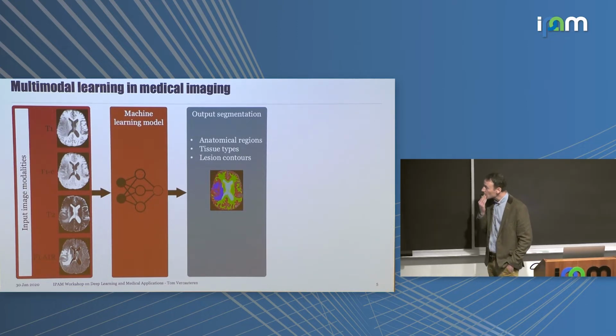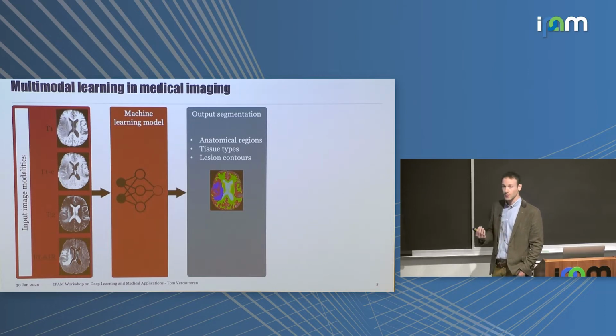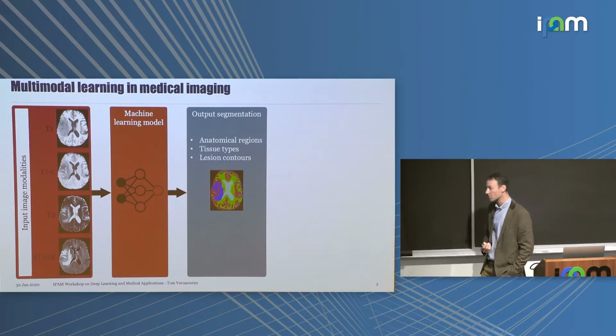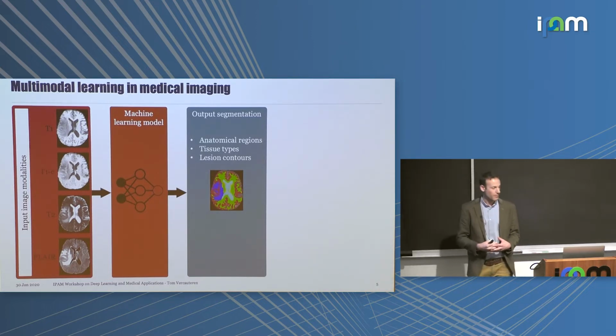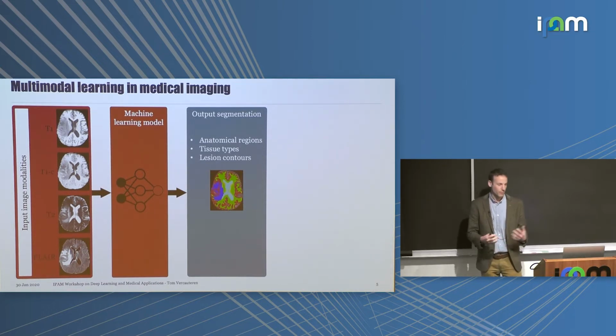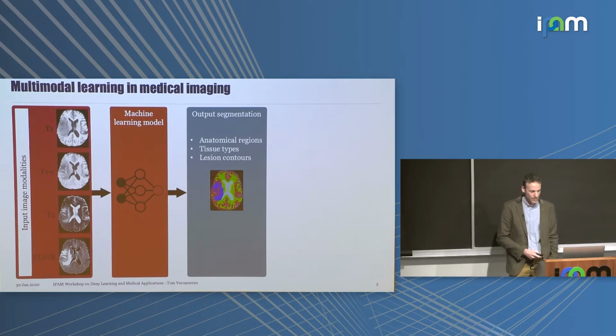In many cases, what we want is not only the tumor, but we might be interested as well in the relation of the tumor with surrounding tissues and other anatomical structures. Ideally, this is what we'd like: a better understanding of what's going on in these images, not only for a specific task, but for a variety of different potential applications.